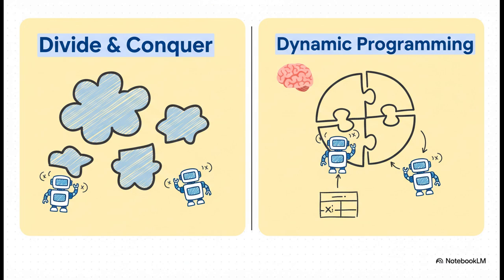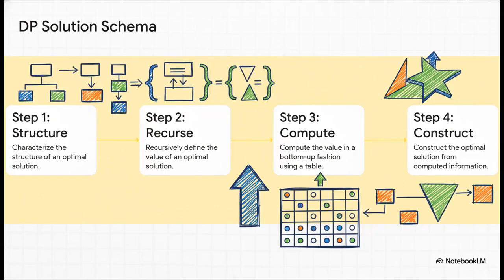It really shines when the smaller problems are not independent, when they overlap. Instead of solving the same little subproblem over and over again, dynamic programming solves it just once and then stores the answer in a table to use later. No repeated work. The approach itself is super methodical. First, you figure out how a big optimal solution is built from smaller optimal solutions. Then you write down a rule for that. And finally, you build a table and you just fill it up from the bottom, starting with the easiest cases until you get all the way to your final answer.